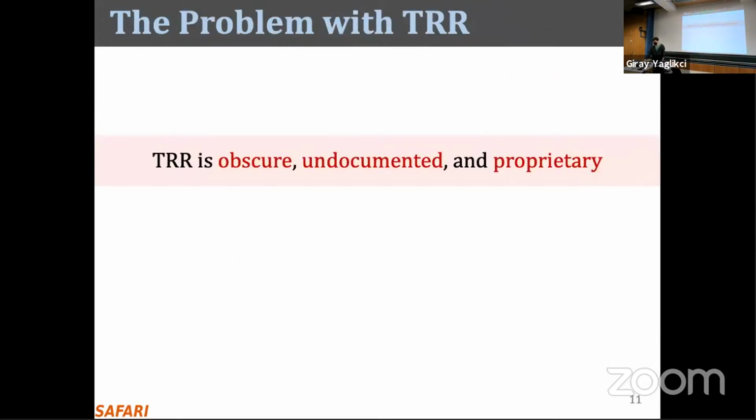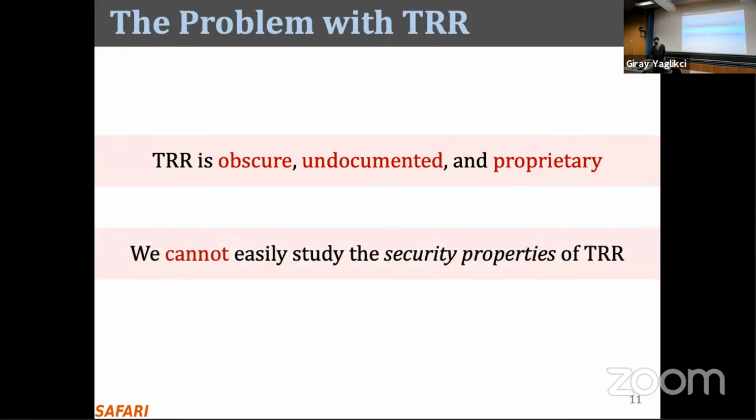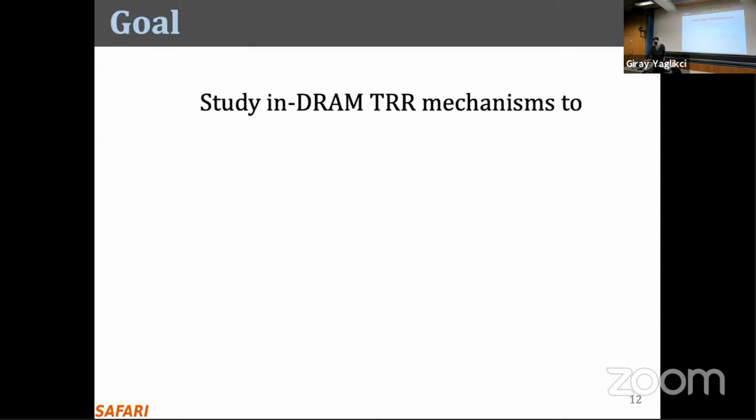Okay. So although this is how TRR operates at a high level, different vendors implement TRR differently, and the exact operation of these TRR mechanisms is unknown. Therefore, TRR is obscure, undocumented, and proprietary. And because of this, today we cannot easily verify the security properties of TRR and make sure it is fully secure.